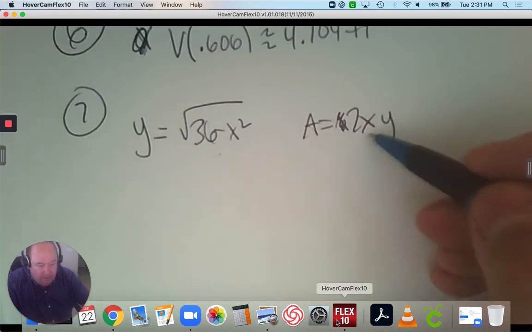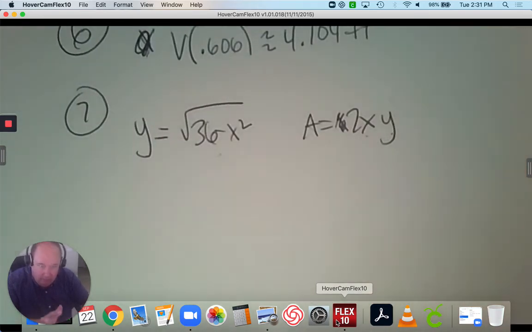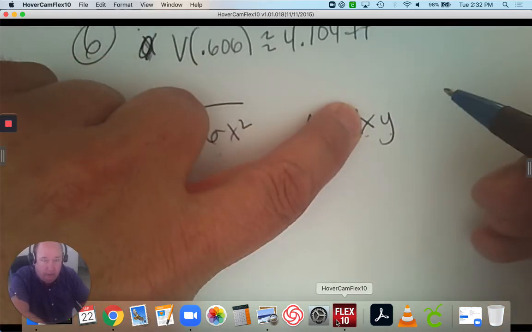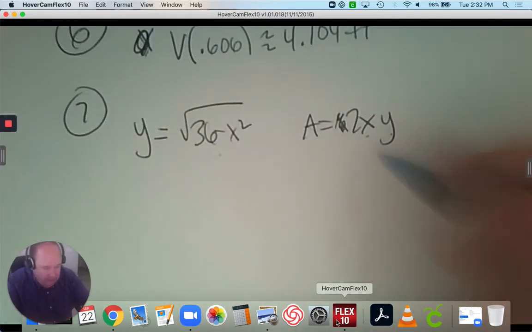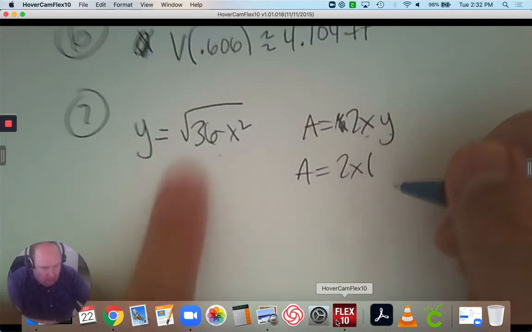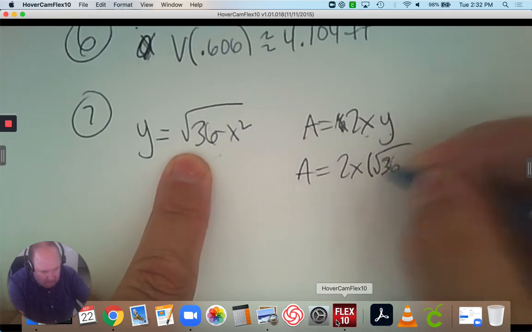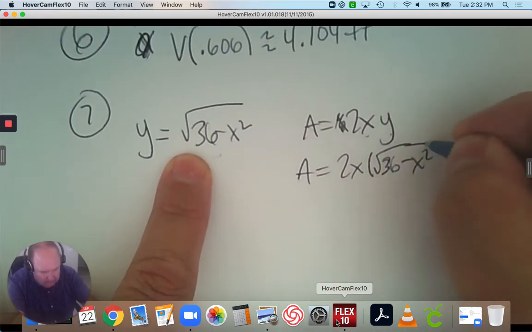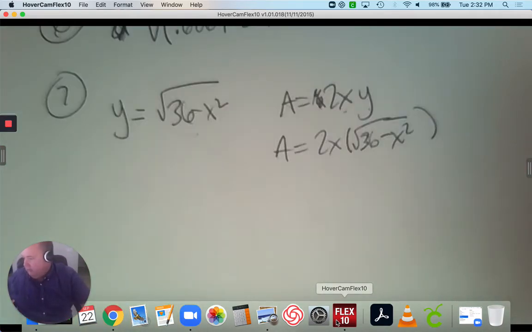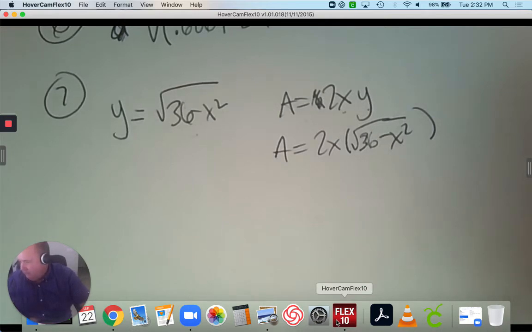So 2x times y is the full area of the rectangle. Not x times y, but there are 2 x's because it's on both sides of the axis. In other words, go x times y and double the answer. That's the area. Too many variables, so y equals the square root of 36 subtract x squared. There is your equation. There's nothing I can do to simplify that, so I have to use the product rule.